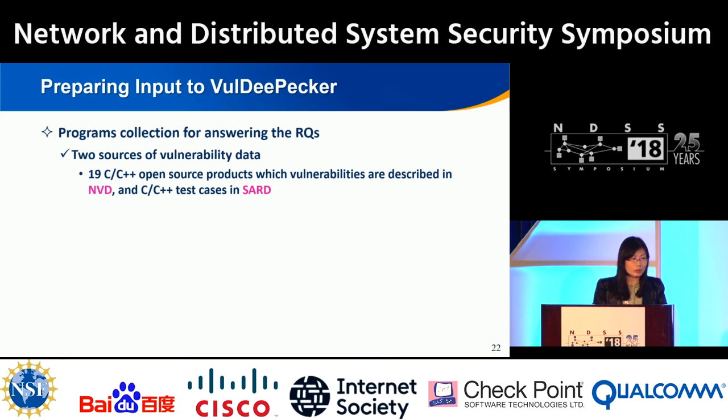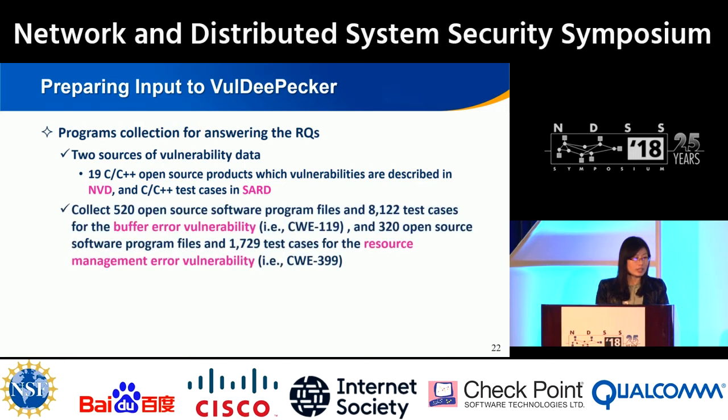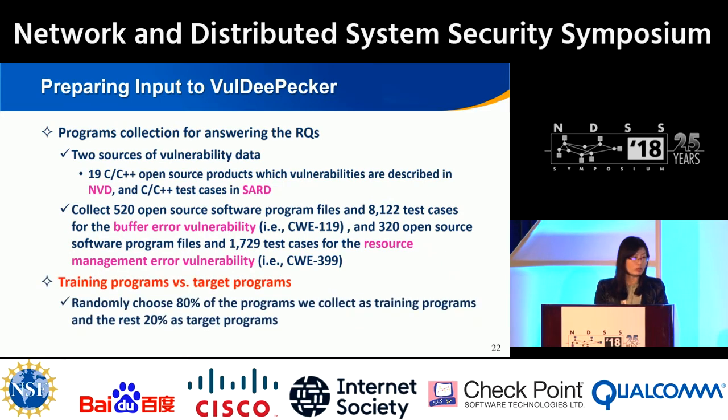We collect the programs from 2 sources of vulnerability data, that is NVD and SARD. And we focus on 2 types of vulnerabilities, that is buffer error vulnerabilities and resource management error vulnerabilities. Each of these types of vulnerabilities has multiple subtypes. For training programs and target programs, we randomly choose 80% of the programs we collect as training programs, and the rest as target programs.